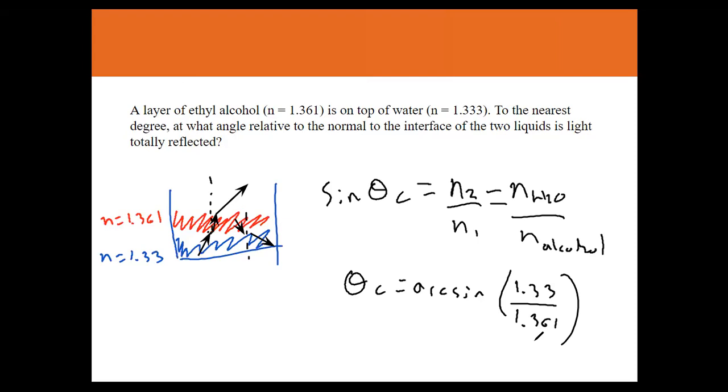So the reason why I said that the angle should be close to 90 degrees is because the sine function goes from 0 to 1 as theta goes from 0 to 90. So 1.33 over 1.36 is close to 1. It's closer to 1 than 0. So we expect that theta should also be closer to 90 than to 0 degrees. That's my way of eyeballing arcsine, but you should be using a calculator anyways.